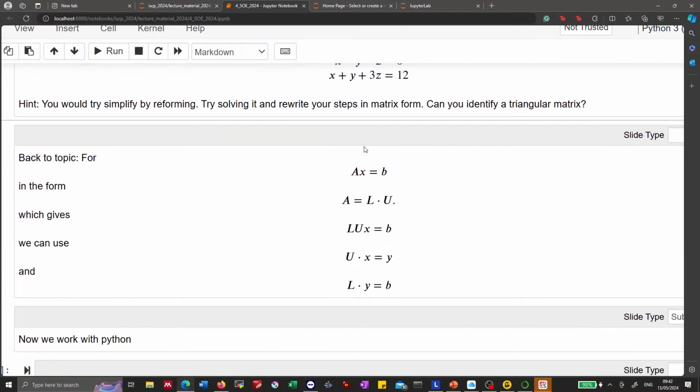Okay, so at home you can try to solve this system of equations through elimination, right, in matrix form. So back to our topic.